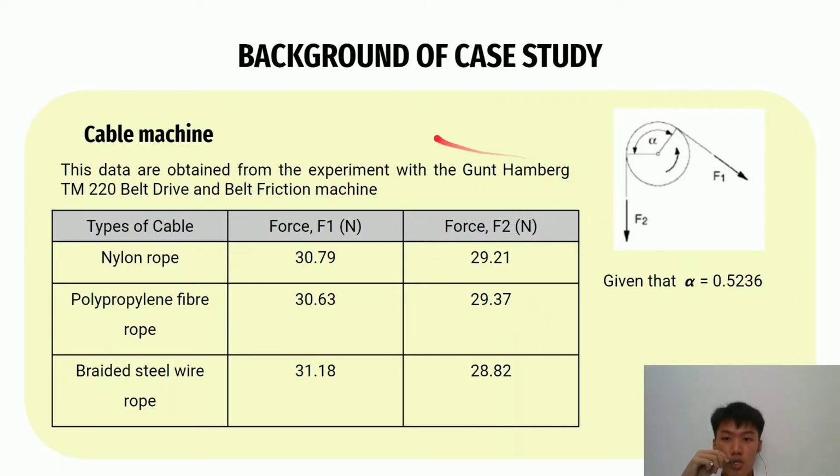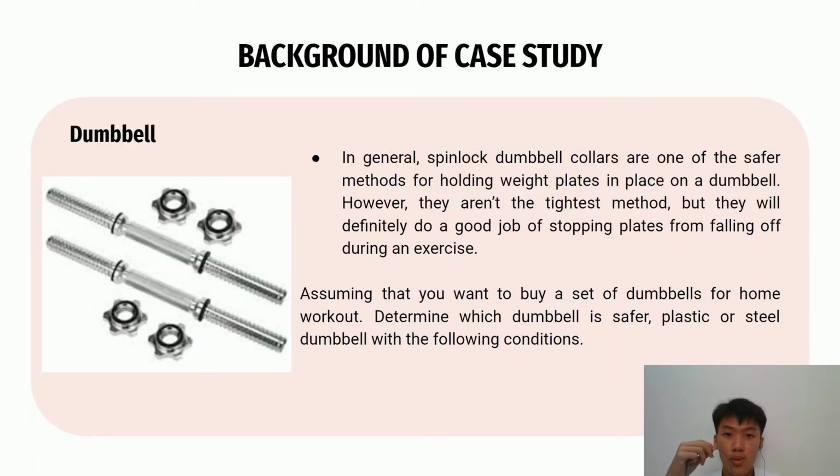The following information and data are obtained from the experiment with the Gunt Hampden TM220 belt drive and belt friction machine. The second case study is about dumbbell. In general, a spin-lock dumbbell collar is one of the safer methods for holding weight plate in place on a dumbbell. However, they aren't the tightest method, but they will definitely do a good job of stopping plate from falling off during an exercise. Now assume that you want to buy a set of dumbbell for home workout. Determine which dumbbell is safer, plastic or steel dumbbell with the following condition.